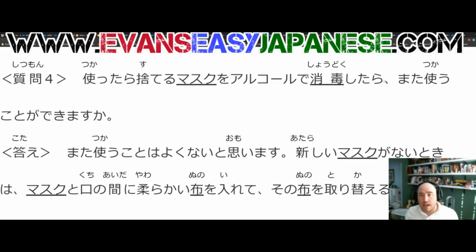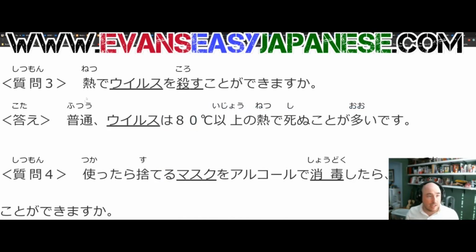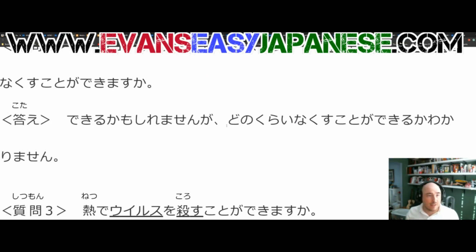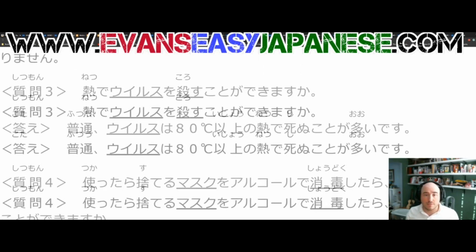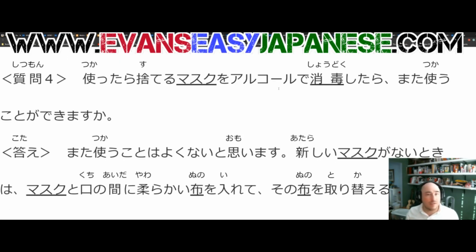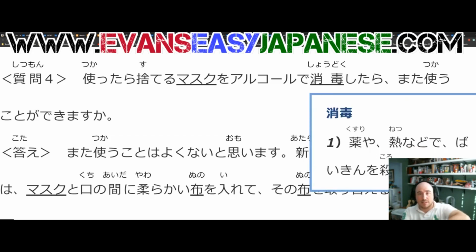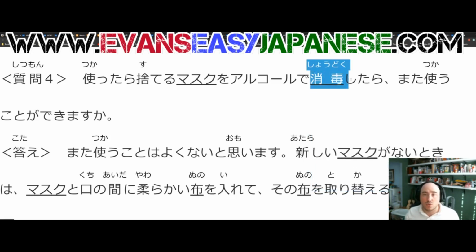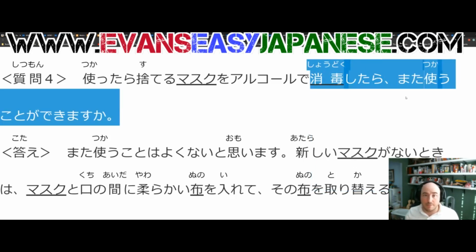So, 消毒したら. 消毒 is to disinfect something. We saw earlier a different kind of disinfectant word, which was jokin. It's interesting that none of the kanji are similar. Doku means poison, and shou means extinguish. So I guess extinguished poison is sanitizing things. So 消毒したら, if we sanitize them, また使うことができますか? Are we able to use them again?